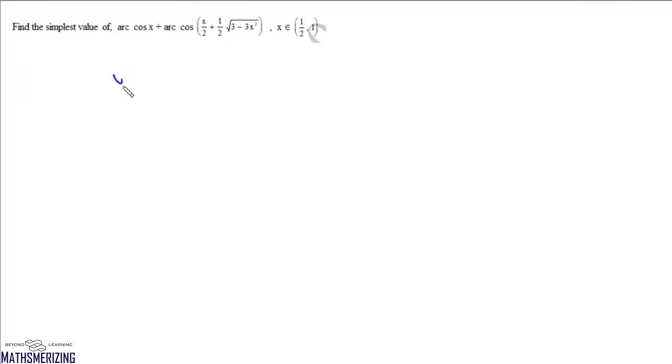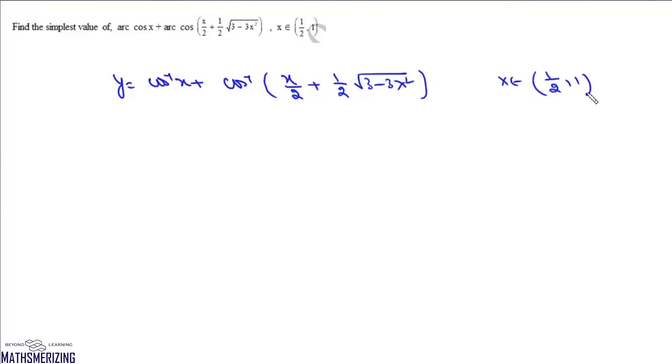Now here the question is, find the simplest value of cos inverse of x plus cos inverse of x by 2 plus 1 by 2 under root of 3 minus 3x square, where x belongs to 1 by 2 to 1. Now here what we'll do is, we'll let x as cos theta, and if cos theta lies between 1 by 2 and 1, then theta lies between 0 and pi by 3.